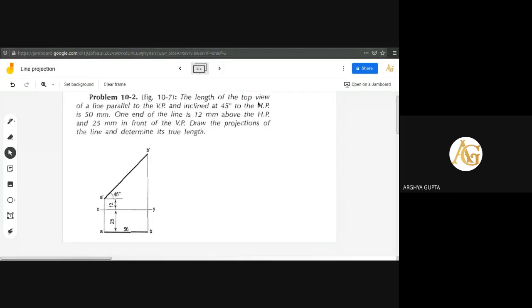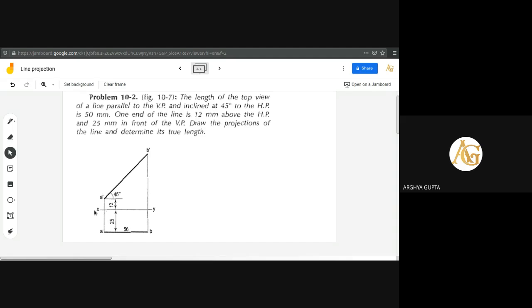Now the length of the top view is given. The length of the top view of a line parallel to the VP and inclined at 45 degree to the HP is 50 mm. So the length of the top view is given now, not the length of the line. We have to start drawing from the top view because we know the length, isn't it? One end of the line is 12 mm above the HP.